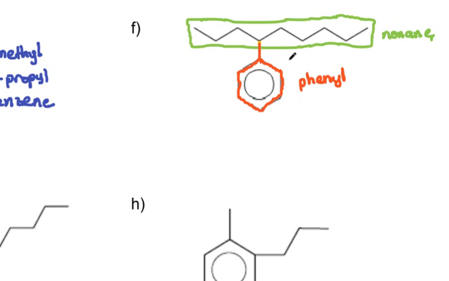So what we want to say here is that on the 4th carbon there is a phenyl group, and so this is 4-phenyl nonane. Bit annoying, sorry about that, but that's what happens when you get a benzene attached to another chain.